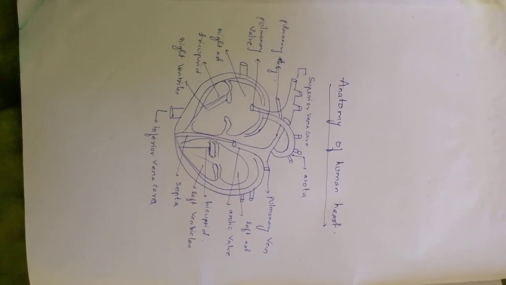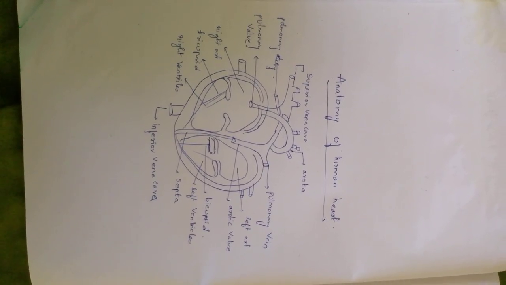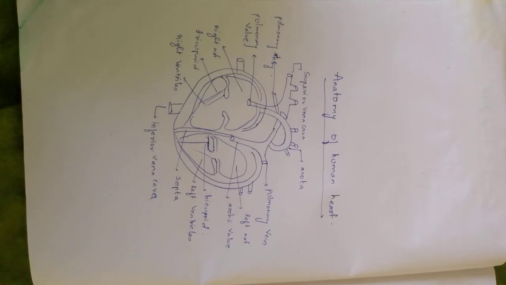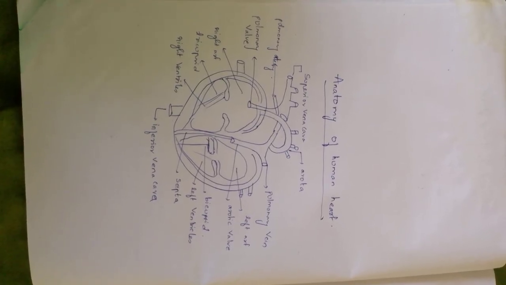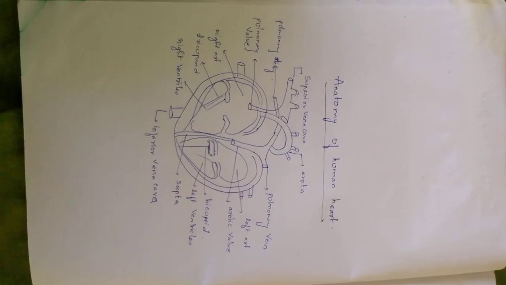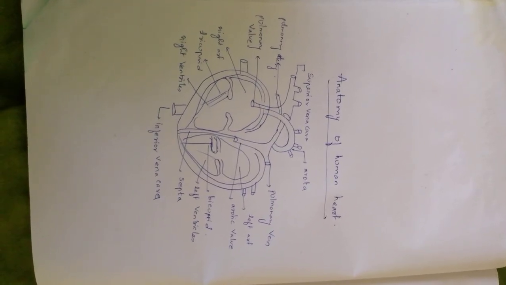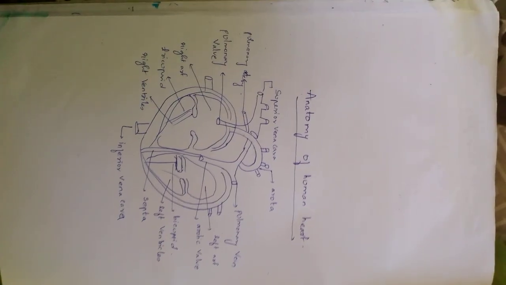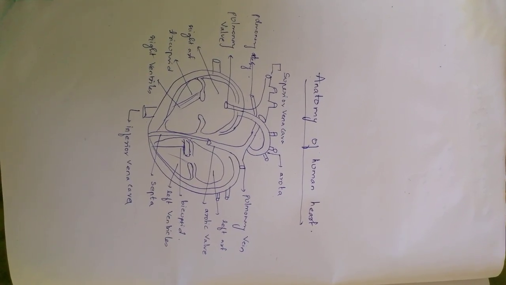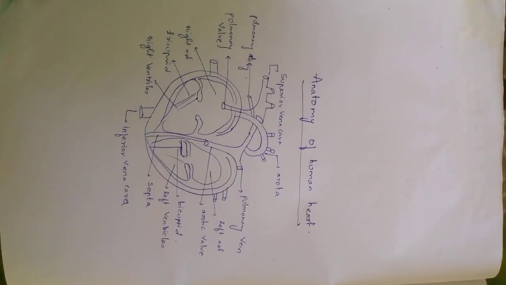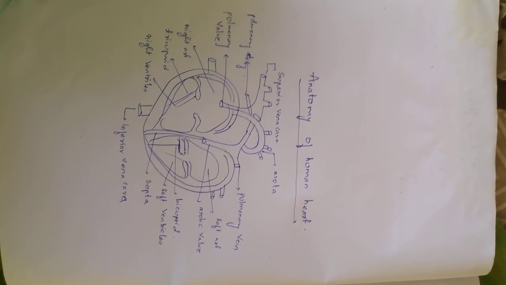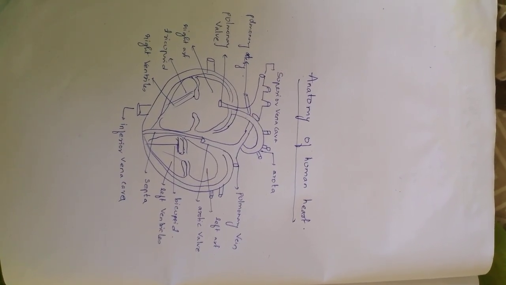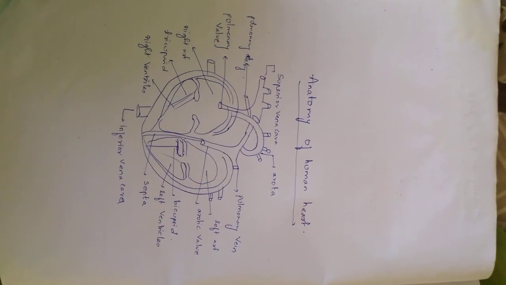The heartbeat starts after 6 weeks in the mother's womb. At that stage, the heart is single chambered, and the adult human heart is four chambered. The heart is made of four chambers that we all know: two atria and two ventricles. The atria are the right atrium and left atrium, and the ventricles are the right ventricle and left ventricle.